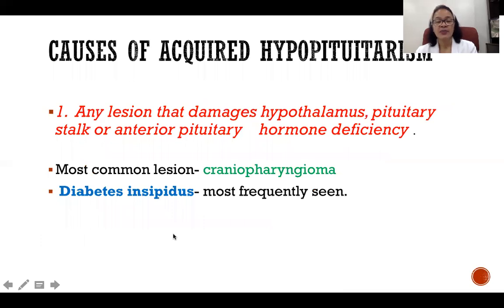So for acquired hypopituitarism, the main cause is a lesion that damages the hypothalamus, the pituitary stalk, or causes anterior pituitary hormone deficiency. And the most common lesion here is a craniopharyngioma. And the most frequently seen manifestation is diabetes insipidus.